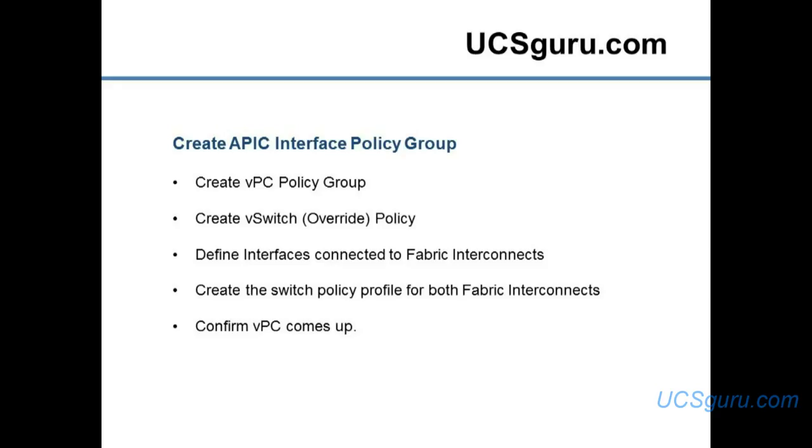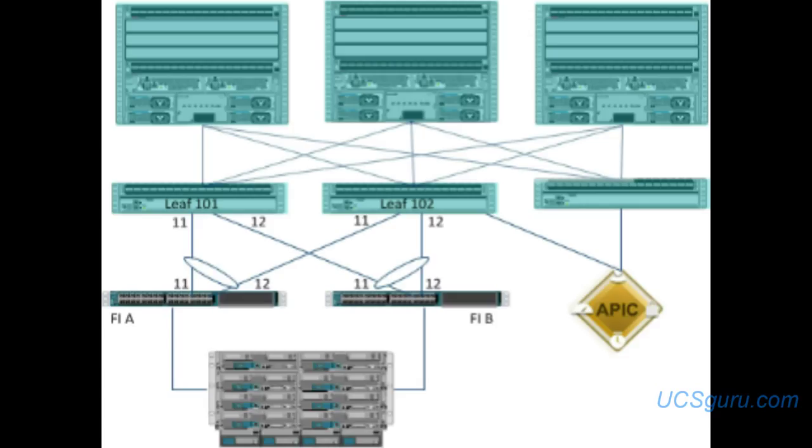Next thing we do, we're going to define the actual interfaces of our leaf switches that connect to our fabric interconnects. And as you can see, popping back to our topology diagram, our port 11s are going to fabric interconnect A and our port 12s going to fabric interconnect B. Now, as you'll see when we get into defining the policies, within the APIC, every policy in essence is just an object. And objects and policies within the APIC are either providing or consuming. So they're either providing a resource to something else or they're consuming a resource from something else.